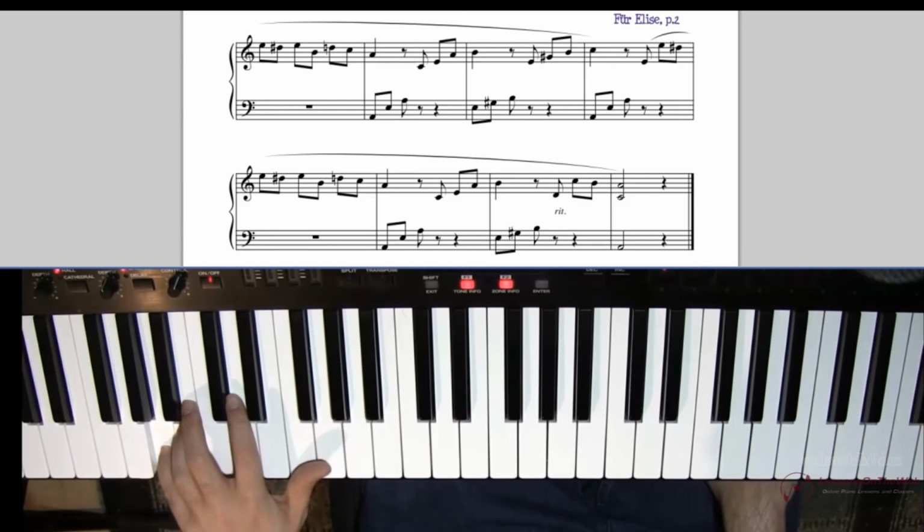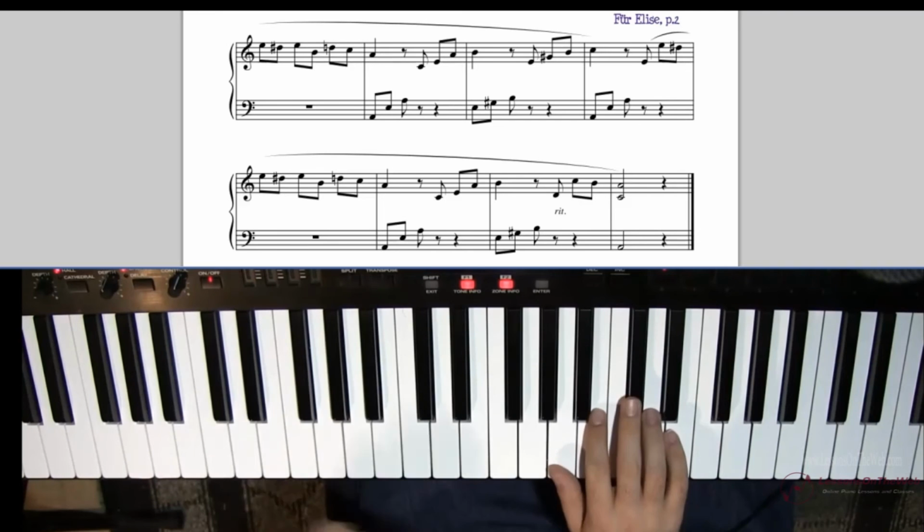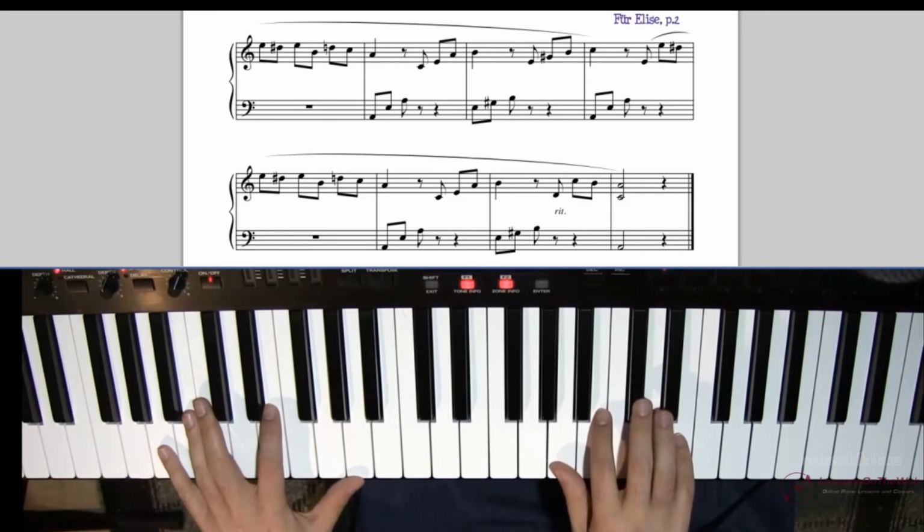So there you go. Here's the whole last two lines. Let me count it loud.